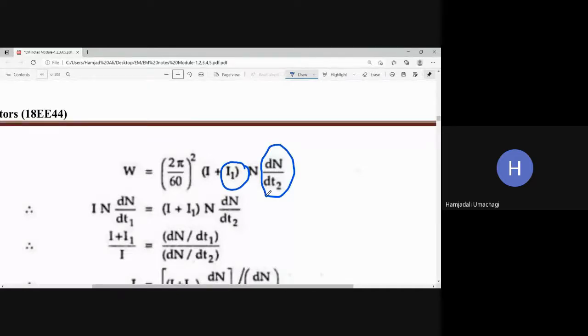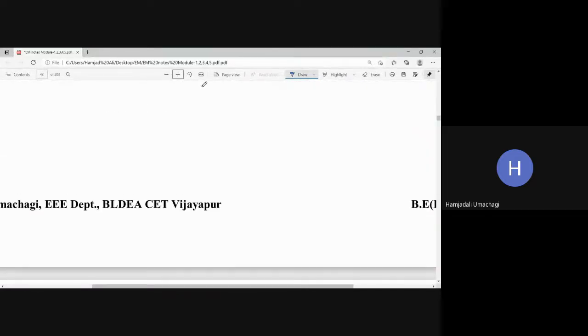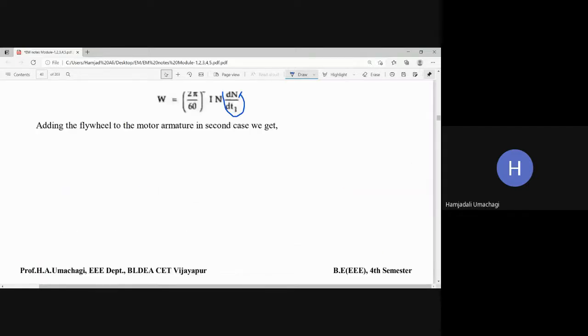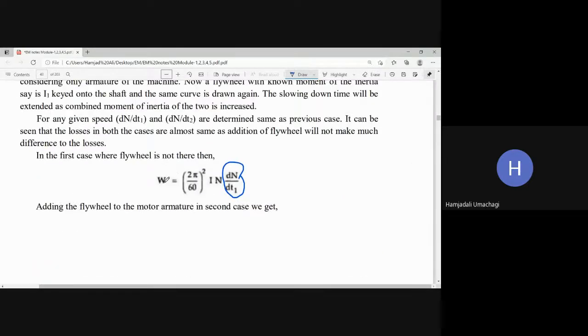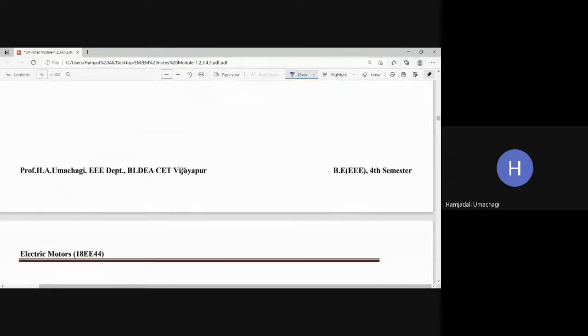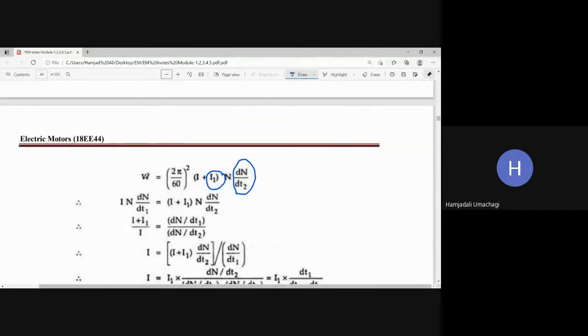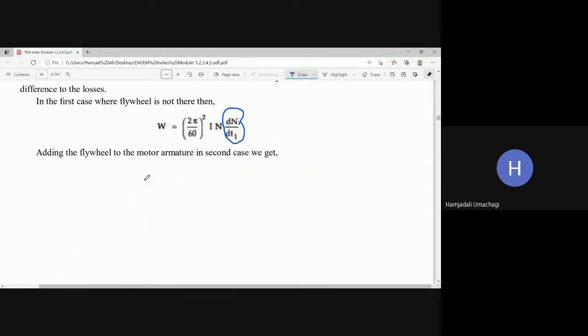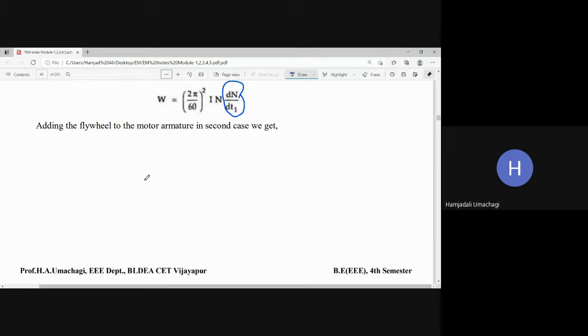Now, as I told you, in both the cases the rotational losses are going to remain the same. If you compare both the equations, on the LHS here it is W, and in the second case, when you add the flywheel, here also W, that is, stray losses will remain the same. If the LHS for both cases is the same, then I can equate both the equations, yes or no?